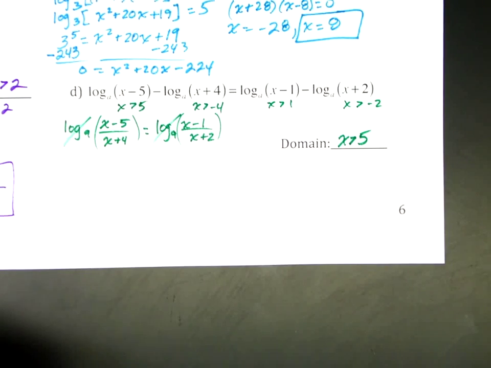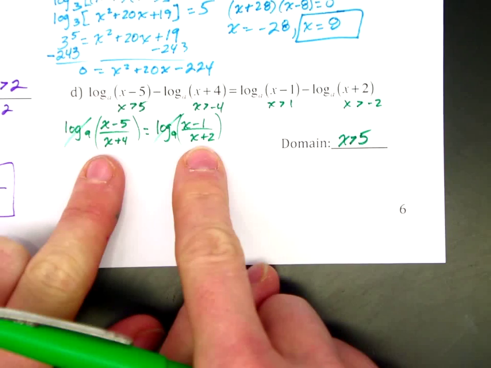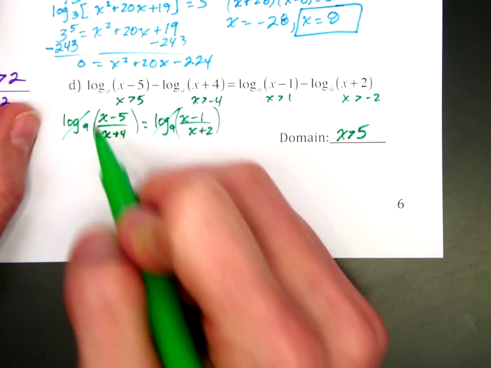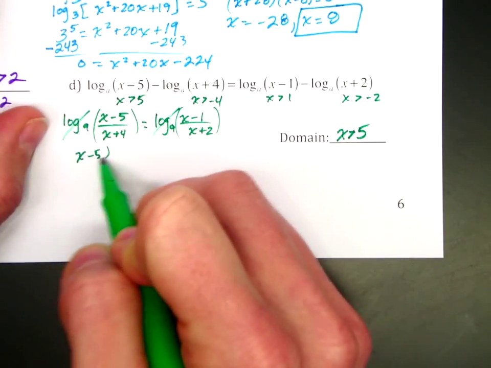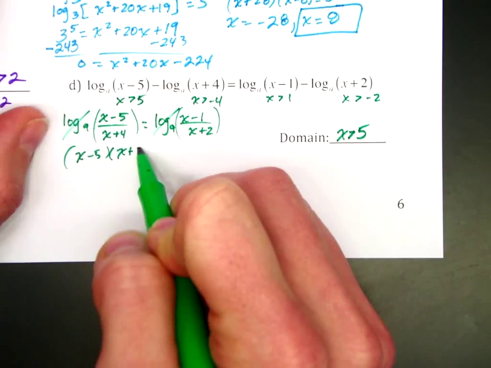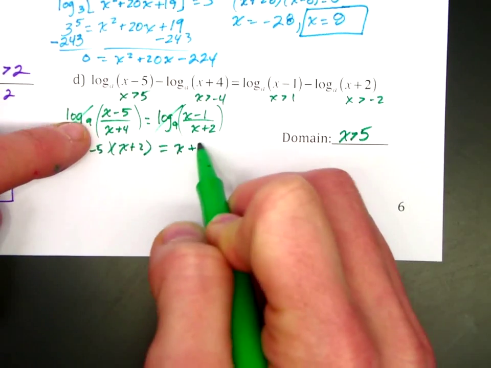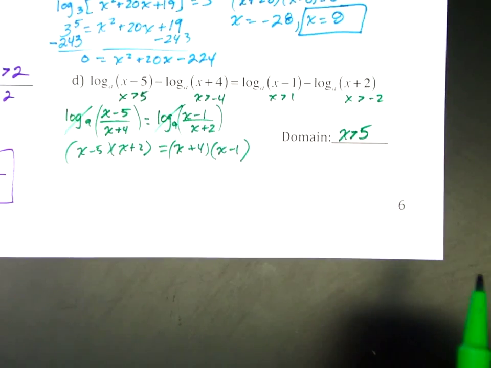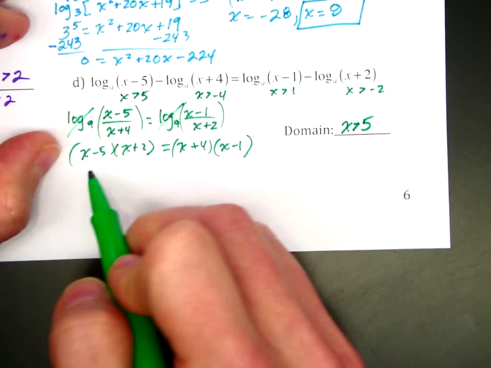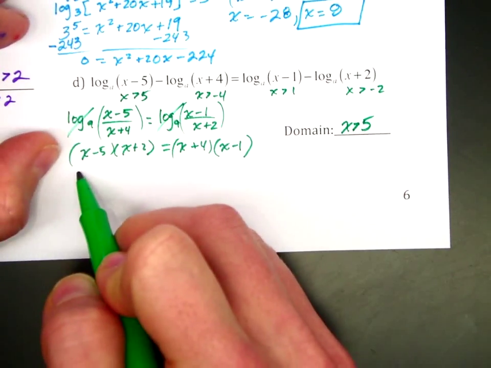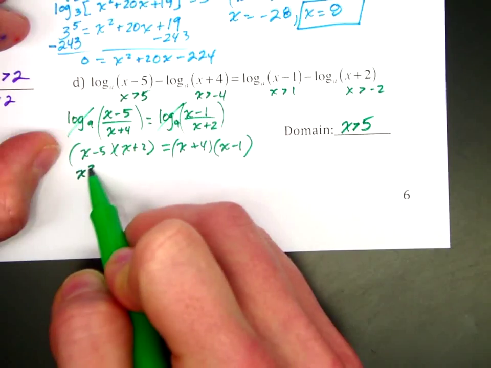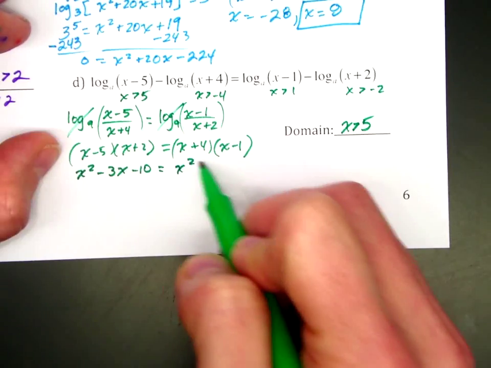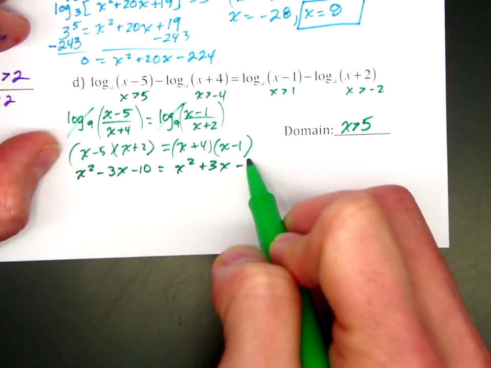All right, what's the convenience now? We can drop the logs, because we know that these 2 have to be the same. Now that these 2 have to be the same, what can we do? We can cross multiply. So we have x minus 5 times x plus 2 equals x plus 4 times x minus 1. And then here we get x squared minus 3x minus 10 and x squared plus 3x minus 4.